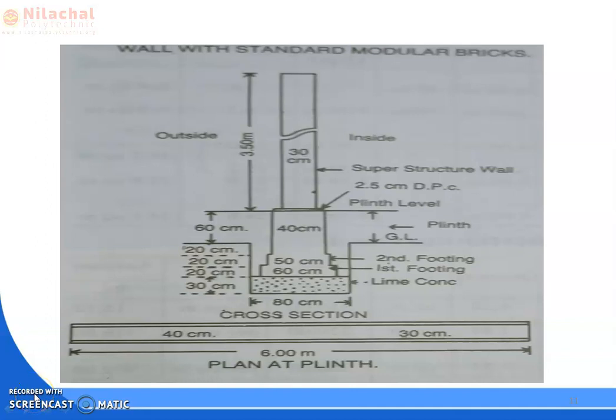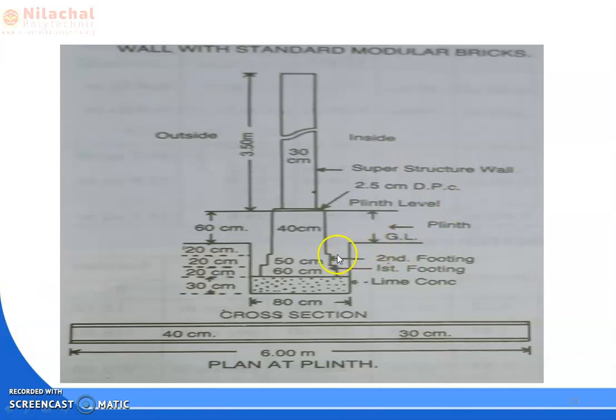Good morning everyone. In the previous class we discussed the plan, the section, something about the cross section, lime concrete, first footing, second footing. Then in this class we discuss the remaining part of the diagram.